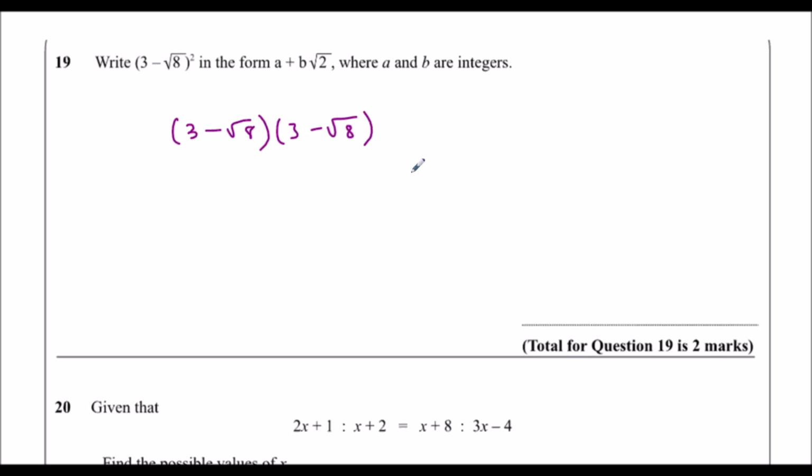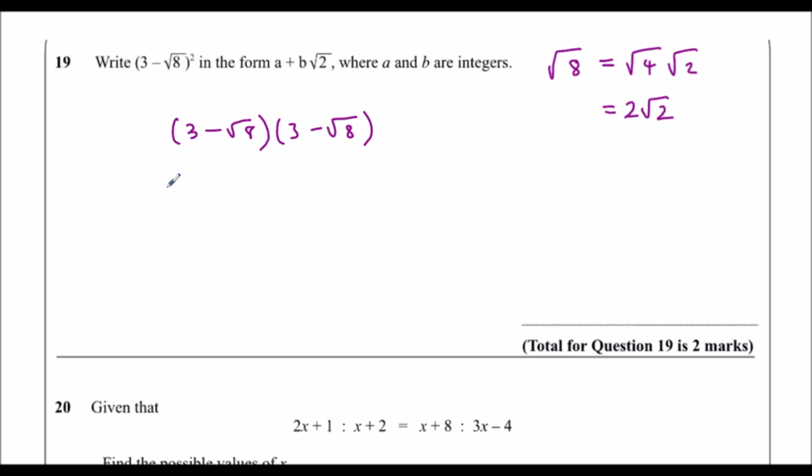I don't think it makes a big difference, but root 8 can be simplified. Root 8 is root 4 times root 2. Root 4 is 2, so it's 2 root 2's. I will leave it and change it at the end. You can do it either way. It doesn't matter, you get the same answer.